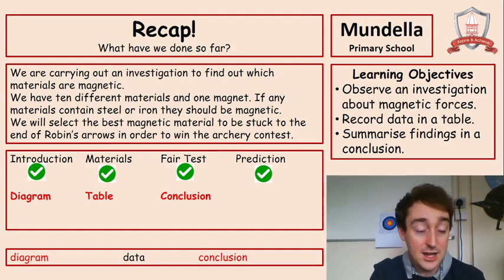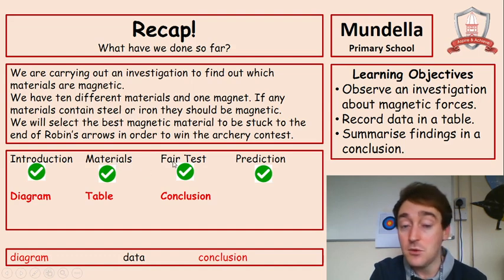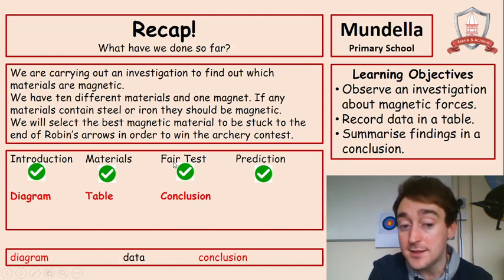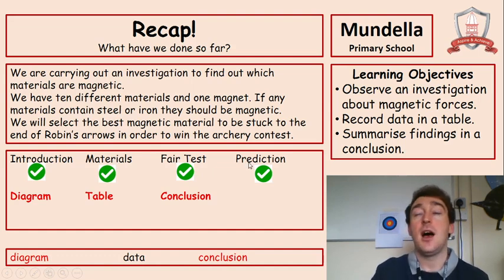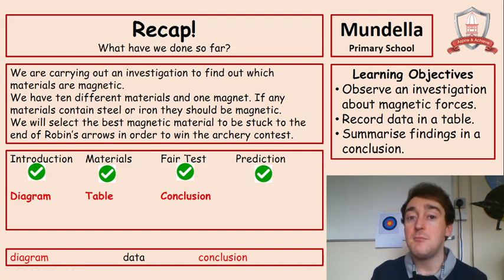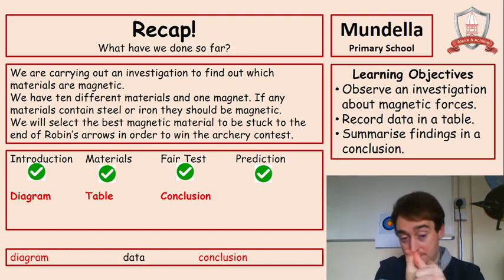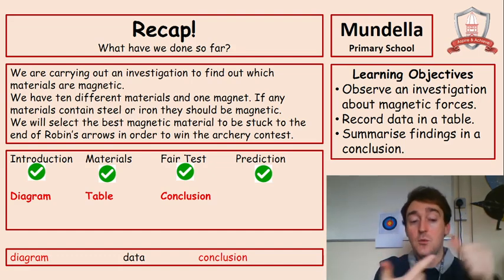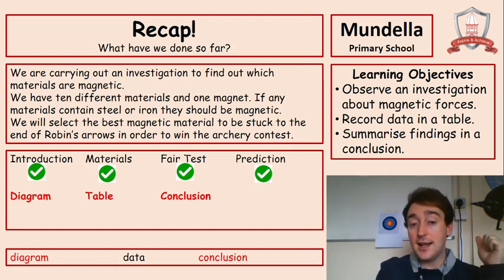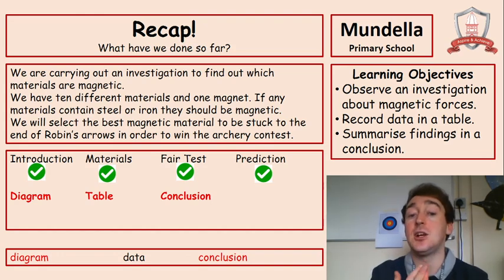We have done our introduction last time. We set out what our materials would be. We have said what a fair test is and what our variables will be. And we made a prediction at the end too. So we predicted which materials we thought might be magnetic when we do this investigation. And today, we're going to draw a diagram of how this will work. We're going to draw our table and record our results in the table. And then finally, we'll finish off by writing a conclusion.